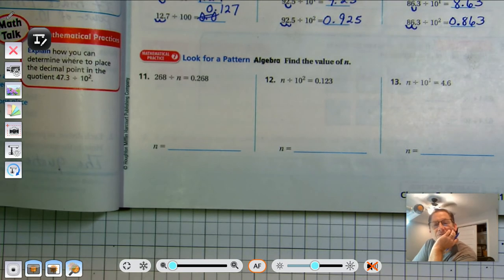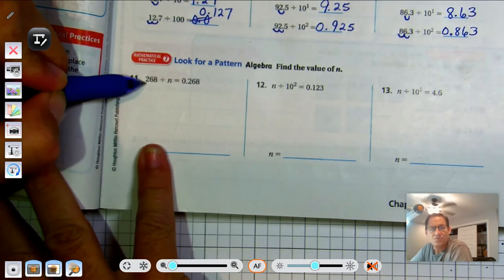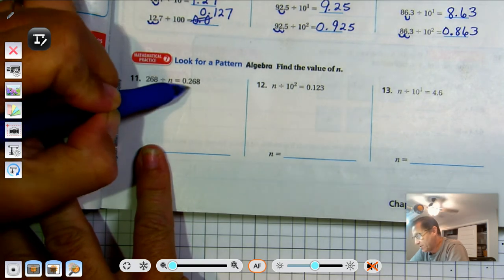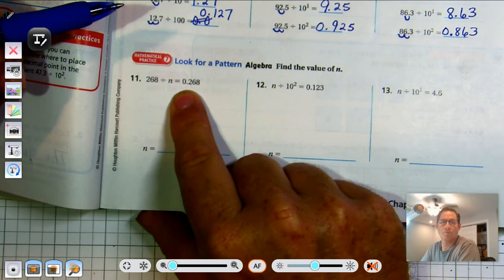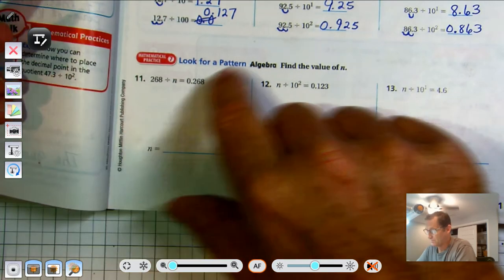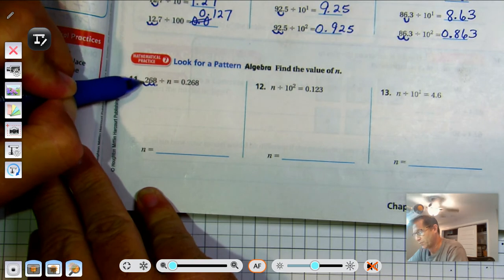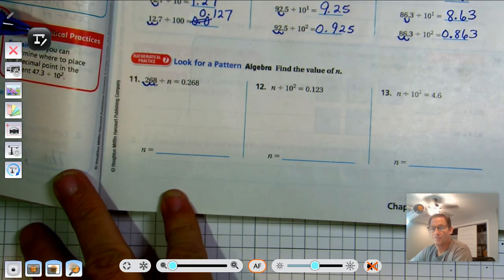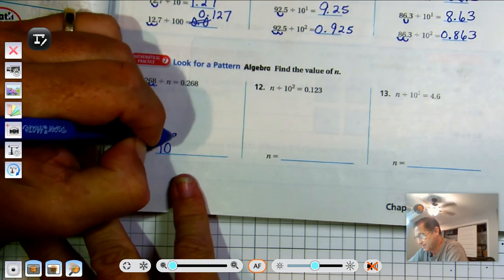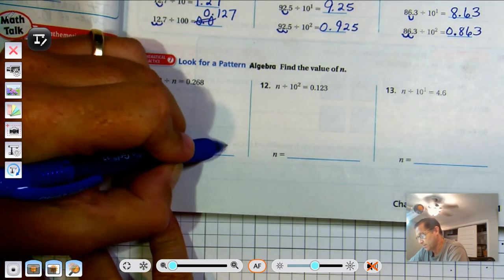All right, look for a pattern, and we're using algebra. We're finding the value of n. Again, it's simply some unknown value. It could be any letter or symbol. So we're starting at 268. Divide by something, and we wound up with 0.268. How many places did the decimal point move to the left? It moved 1, 2, 3 places to the left. So n has to be 10 to the third, or 1,000.